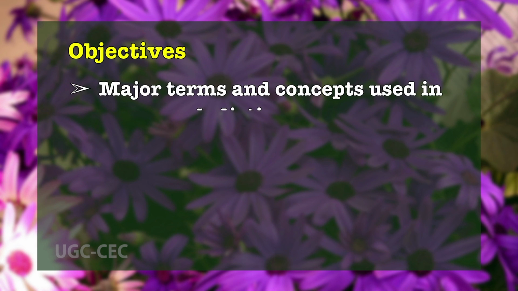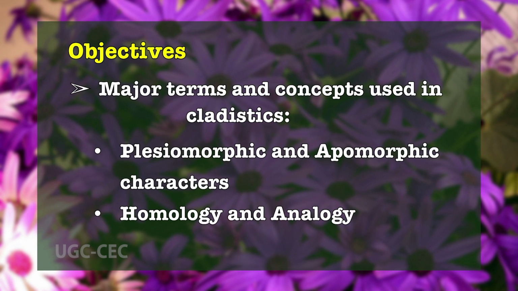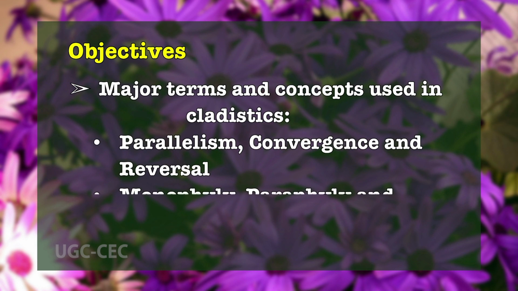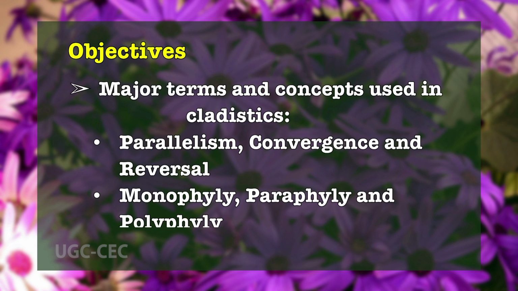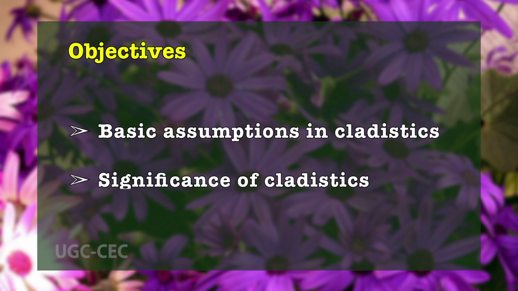The objectives of today's deliberation are to describe major terms and concepts used in cladistics: plesiomorphic and apomorphic characters, homology and analogy, parallelism, convergence and reversal, monophyly, paraphyly and polyphyly, and cladogram. The second objective is to briefly describe the basic assumptions in cladistics. The last objective is to highlight the significance of cladistics.